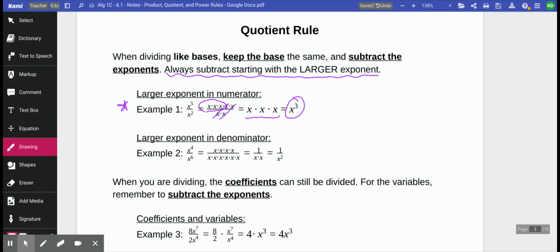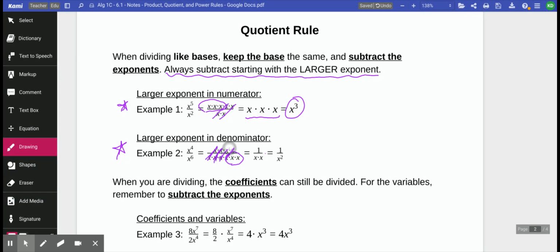In our second example, we have a larger exponent in the denominator, okay? So this one's a little bit different. We set it up the same way. X to the 4th is x times x times x times x. X to the 6th is 6 of them all written out. I'm not going to read them, okay? But now we can go ahead and cancel 1, 2, 3, 4 x's. So I have these 2 x's left over, but pay attention to where they are. They're in the bottom of this fraction. So I have something over x times x.